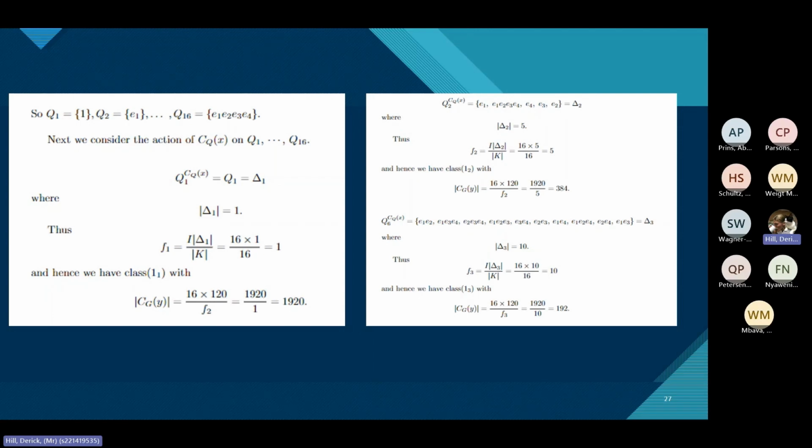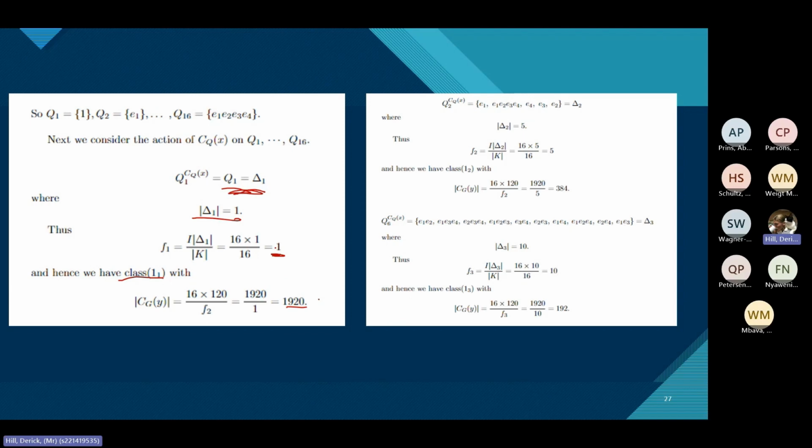So we first act CQX onto the first orbit, and we just get that orbit back. So our first delta is going to be equal to Q1. So we get the size of that delta, and we can get that value of F, and thus we have our first class, which has a centralizer of order 1920, which is our entire G.